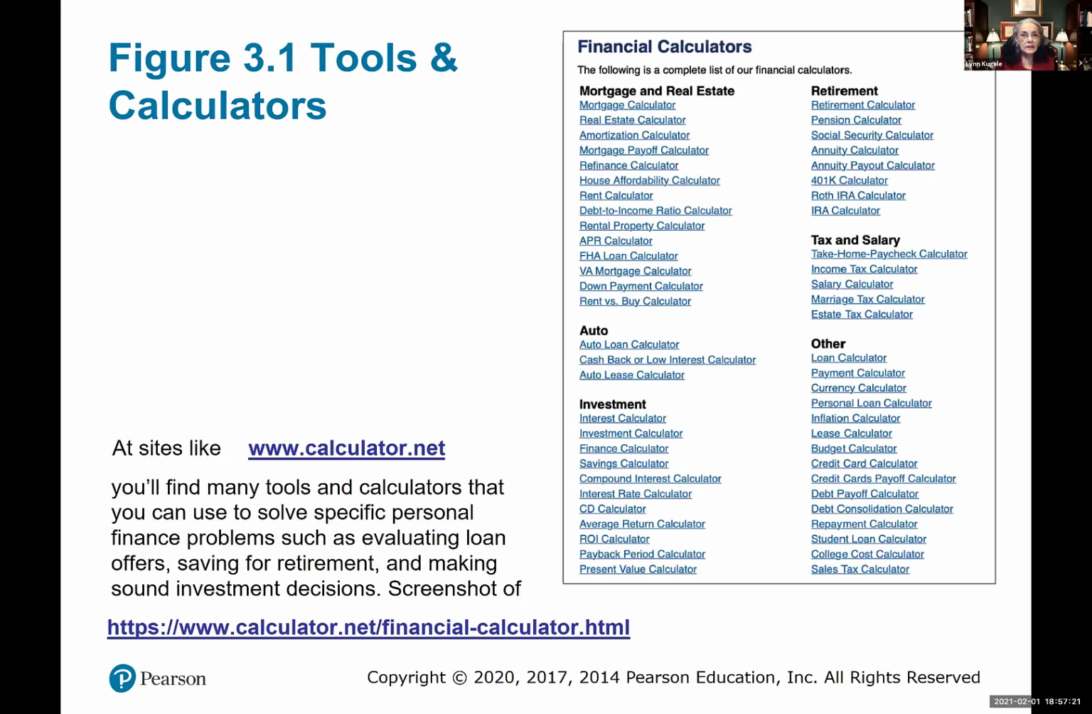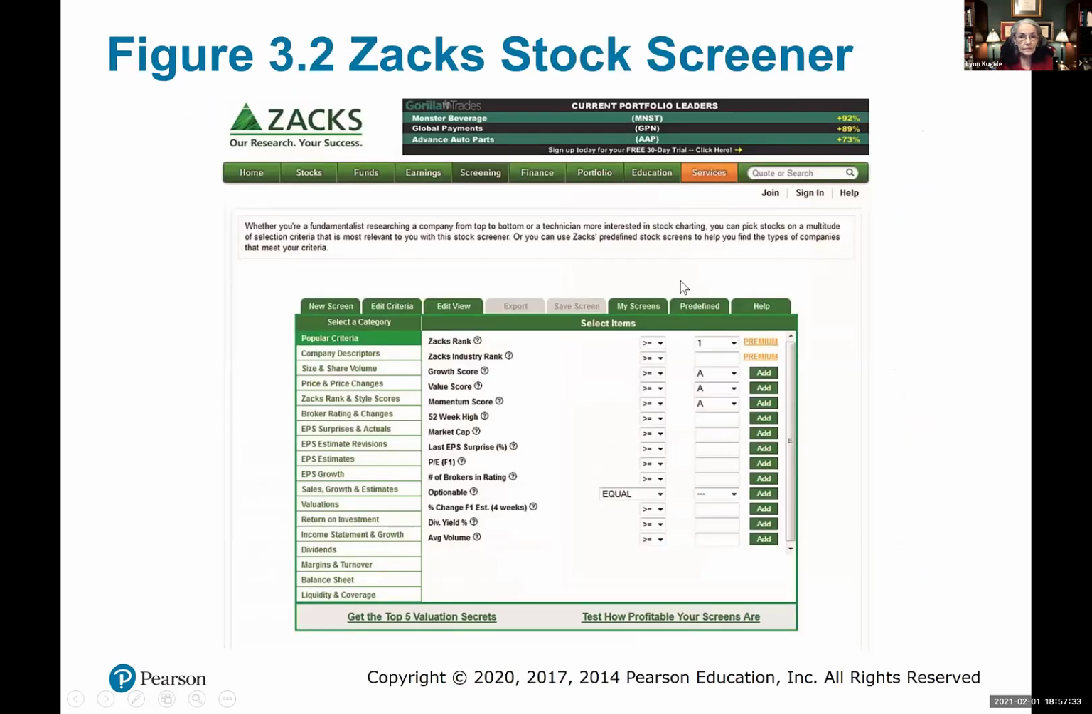Now, here are some examples. Financial calculators, look at all these. Auto loan calculators, retirement calculators, just everything you want, they're out there. This is one of Zacks' stock screeners. You tell it what kind of stock you're after, and it will find some for you. You tell it industry rank, growth strategy, whatever, and it will find stocks that meet that criteria.